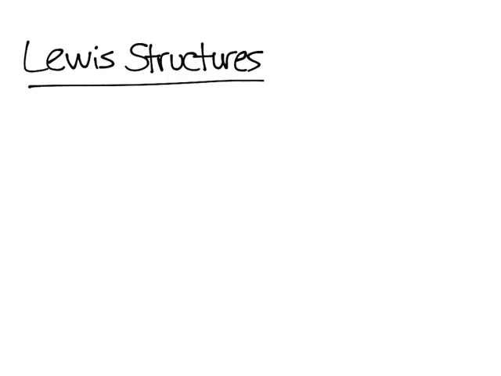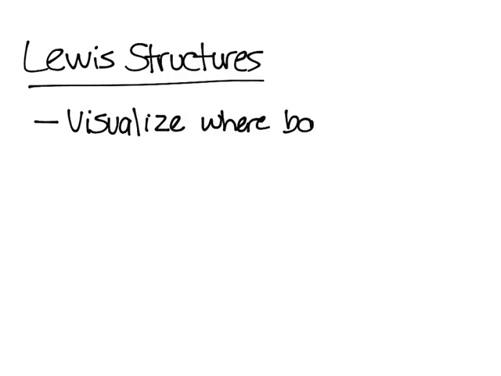So in this video, I want to talk about Lewis structures and how to draw them. The purpose of Lewis dot structures is to represent a molecule, and they help visualize where bonding electrons are. Electrons, e minus.